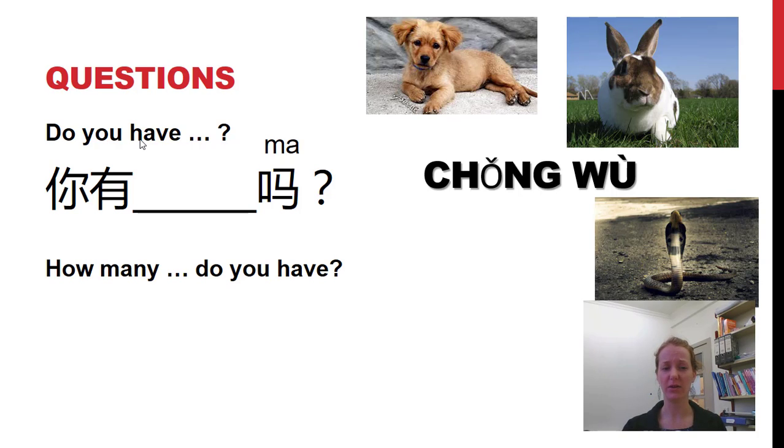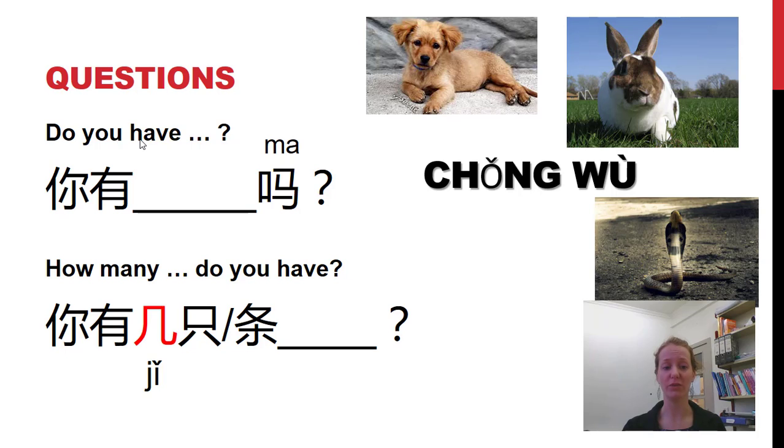And asking how many. How many something do you have? 你有几只? Or 你有几条? So asking how many rabbits. 你有几只兔子? Asking how many snakes. 你有几条蛇?